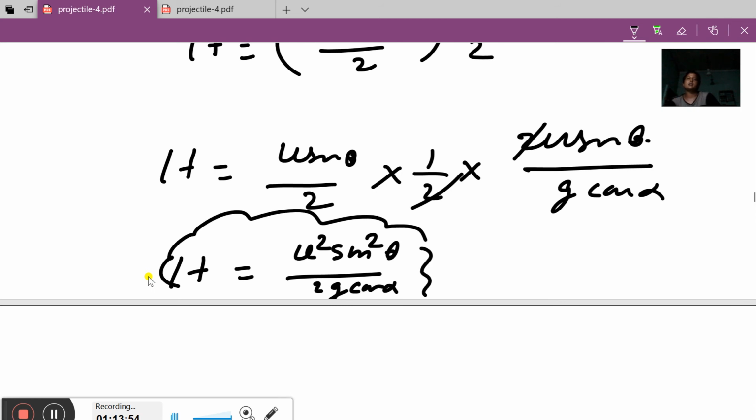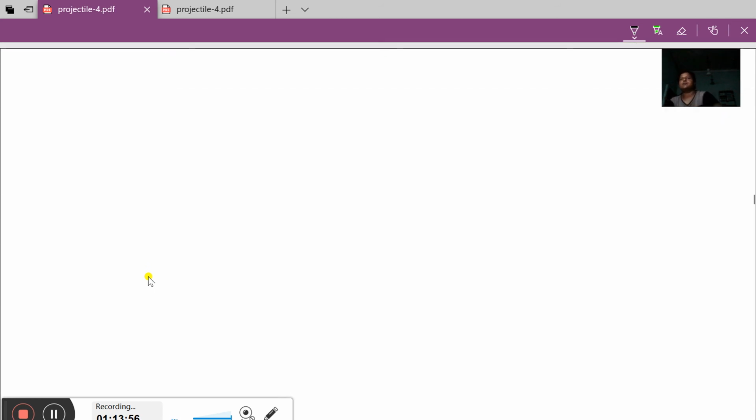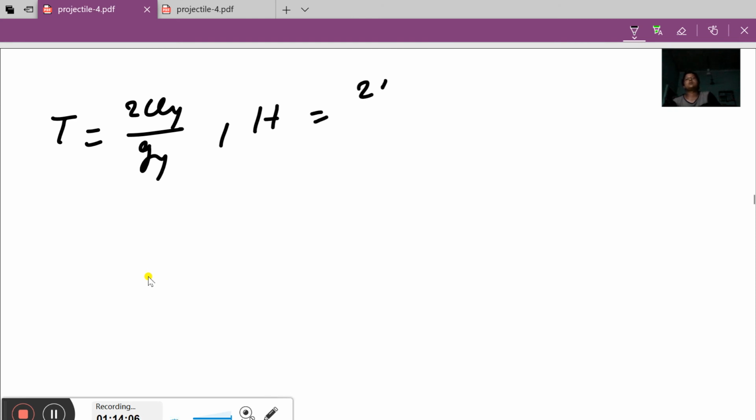So there is a slight change in T and H. T is 2uy over gy and greatest height is uy square over 2gy.